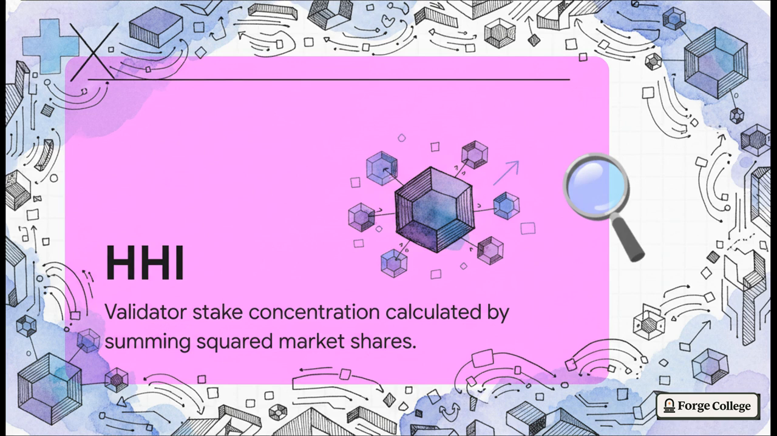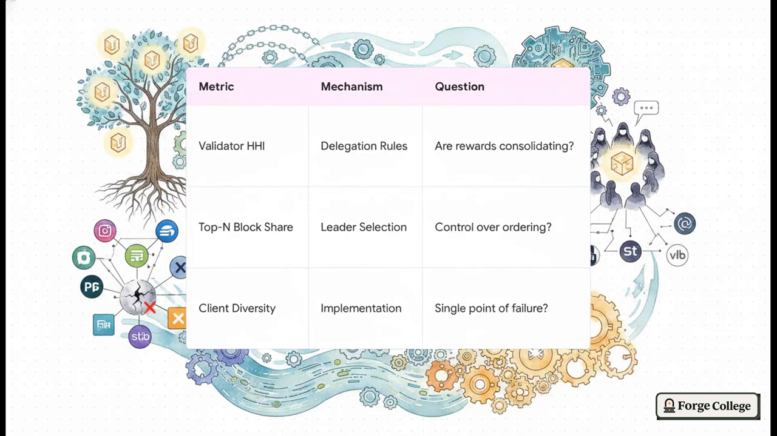But seriously, don't panic. It's really just a financial index tool used to see if a small handful of validators are secretly hoarding all the power. Basically, it measures concentration by summing up the squared market shares of all the validators. Higher number, higher centralization. Lower number, more decentralized. It's literally that simple.